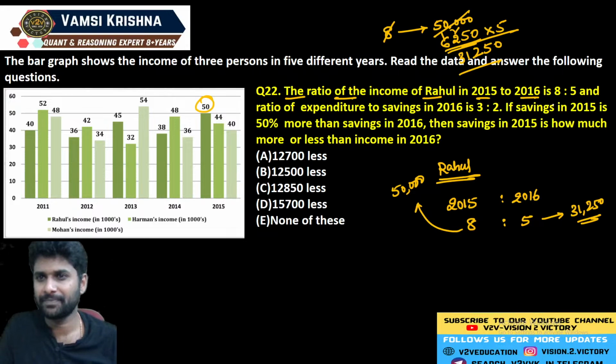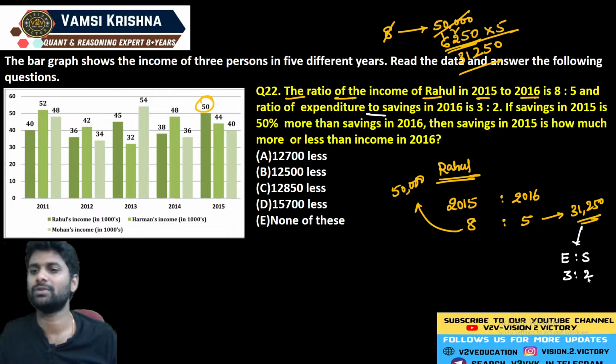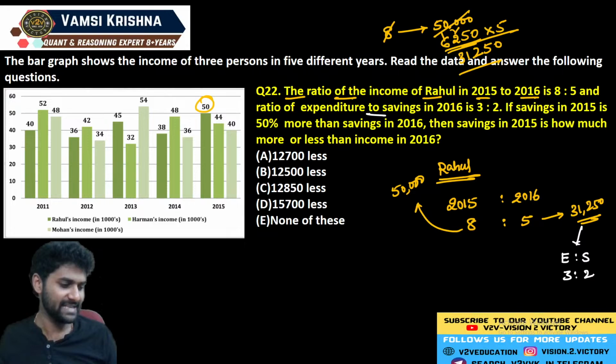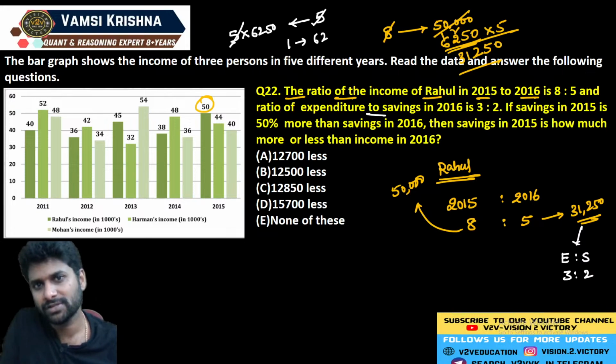Now go through the next data. The ratio of expenditure to the savings in 2016 is exactly equal to 3 is to 2. You already know that income means expenditure plus savings. If it is 5 rupees of income, 3 rupees is expenditure, 2 rupees is savings. Now again you can compare, guys. Here 5 units is 31,250, which is 5 into 6,250. If total income is 5 units, each unit is exactly equal to 6,250.